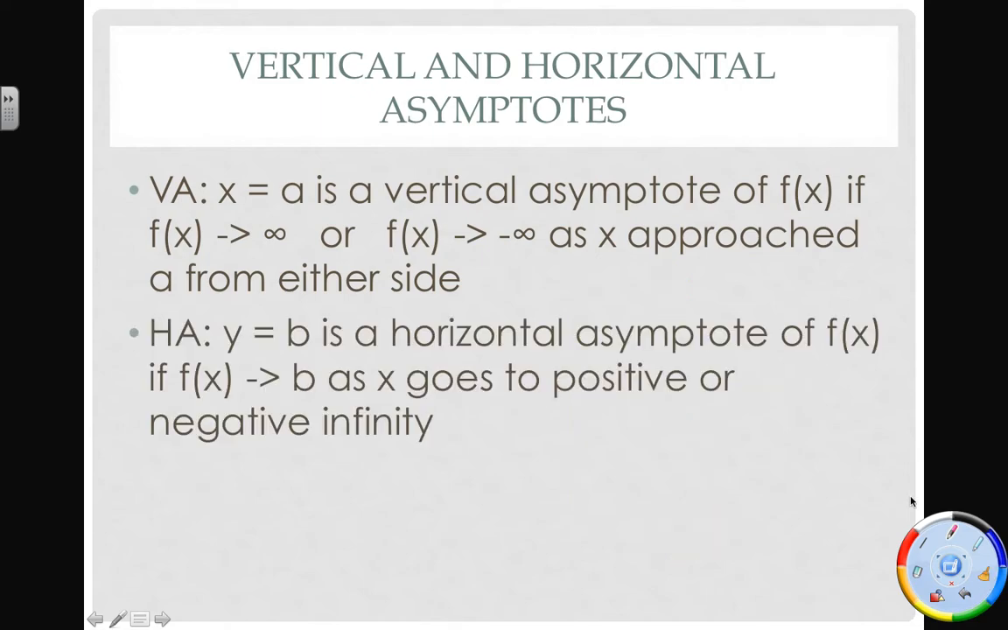We also have horizontal asymptotes. Oh, by the way, this VA represents vertical asymptote, and HA represents horizontal asymptote. Okay, just so you're playing along here.